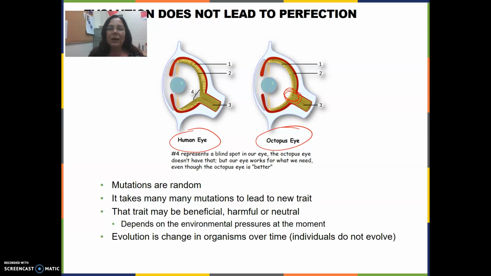So this is just one example, but it's important to understand that mutations, DNA mutations, are random. They just happen as DNA replicates. Every time a cell divides, DNA has to replicate. All the DNA inside of that cell has to replicate during the S phase of interphase. And during the replication process, mutations occur.